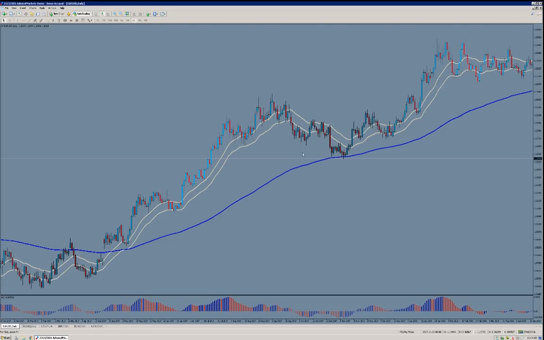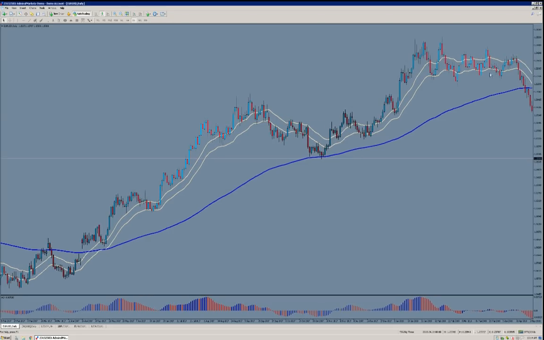Now, once a trend like this has tested the long-term moving average, and then it starts to approach it again, like here, this is a warning sign that the trend might now be over, because usually within this cycle you get one test of the long-term moving average, and usually the second test is enough to break it.